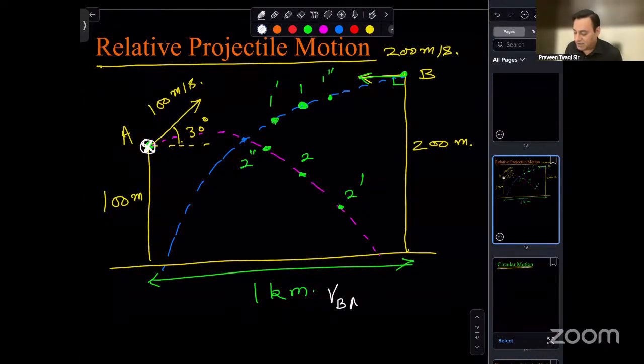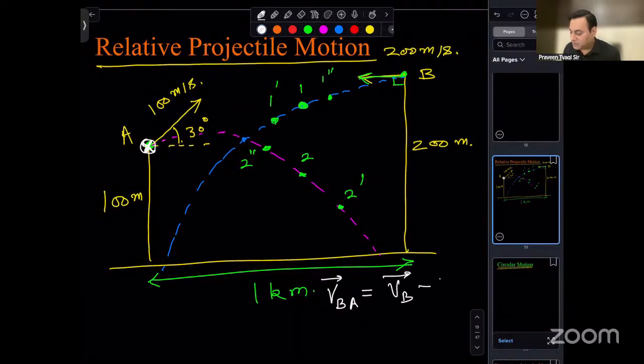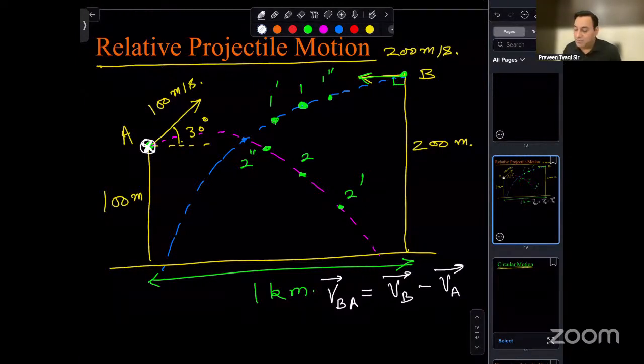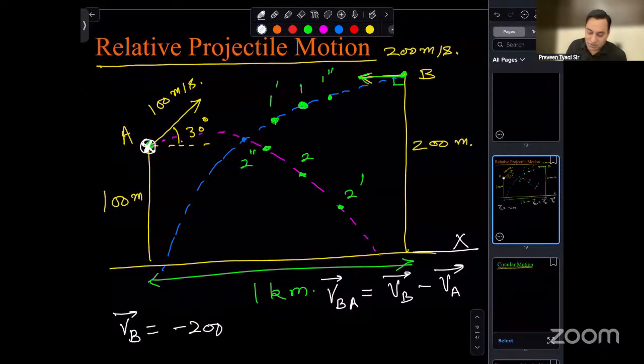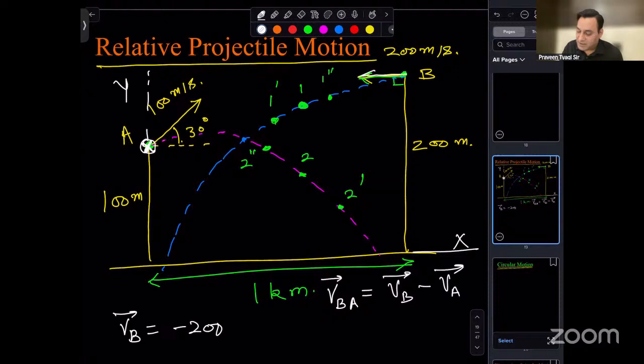Velocity of B as observed by A will be equal to VB minus VA. How can you write VB and VA? VB is minus 200 I cap. I am assuming this direction to be the positive X and this to be the Y. So you can see velocity of B is in this direction and it can be written as minus 200 meter per second I cap. Everyone should know this.